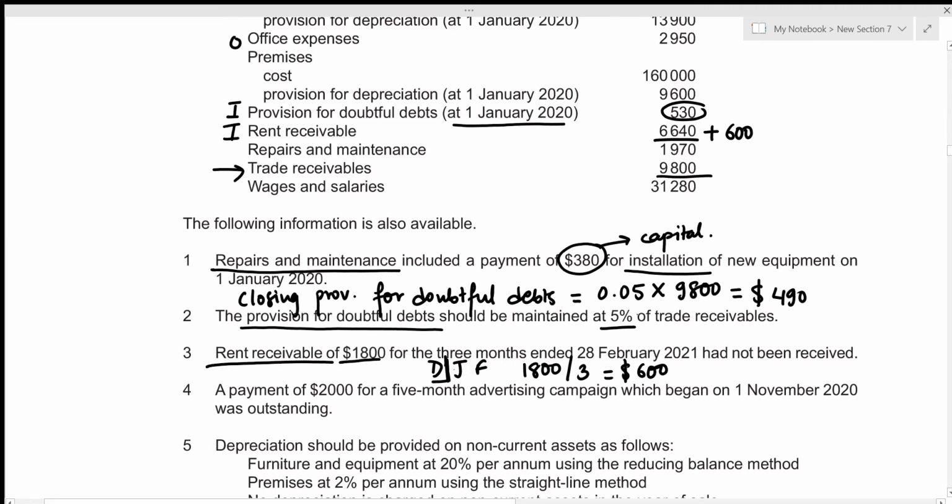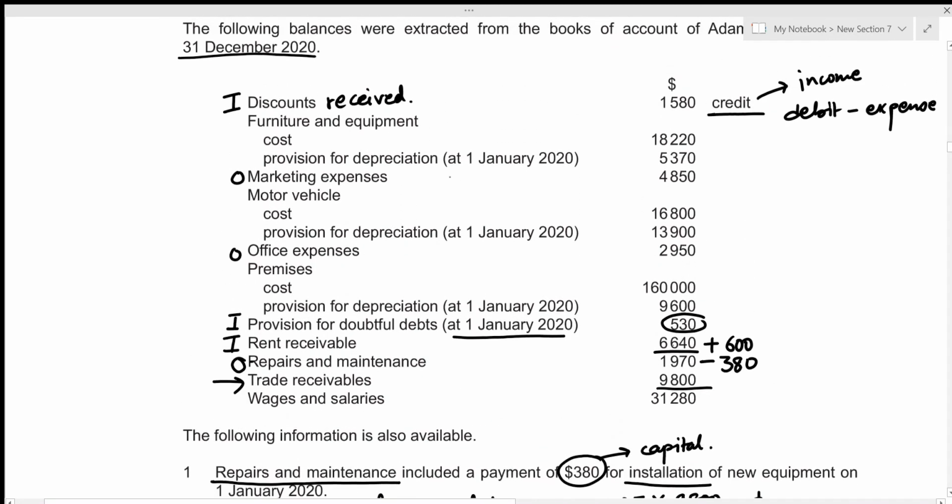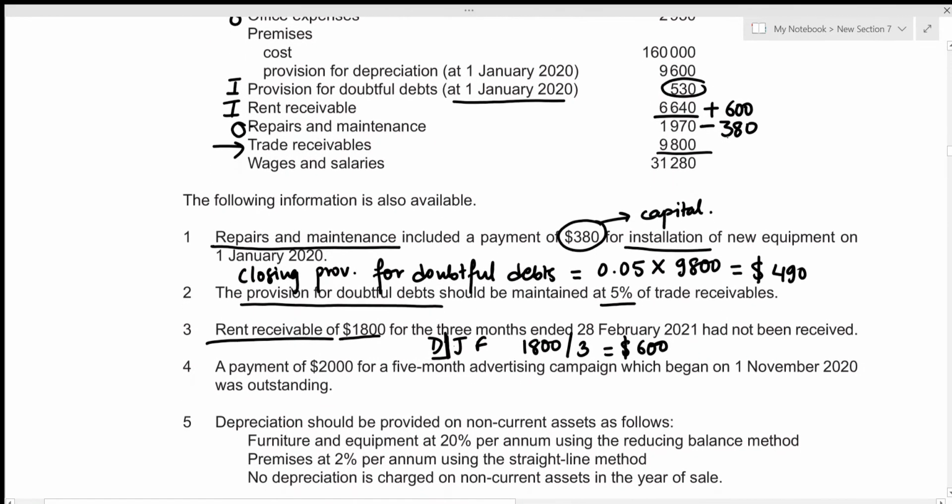So we have to deduct the amount of 380 from repairs and maintenance. Let's write it down here, minus 380. This will be an overhead. Then this 380 is the amount corresponding to the capital. So we must add it to the cost of equipment. Let's have a look. We have furniture and equipment right here. Let's add the 380 to the cost. Okay. Then we have wages and salaries.